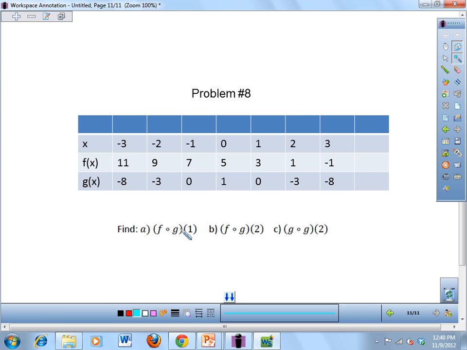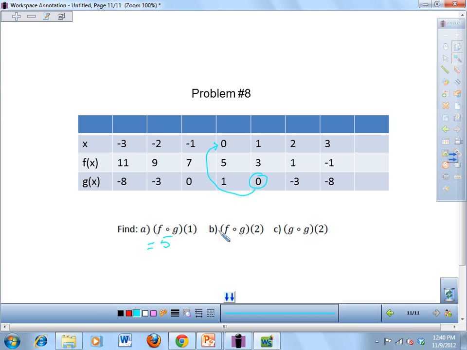What is g of 1? Look up here. g of 1 is 0, right? And then what is f of 0? You go up here, and when x is 0, f is 5. And so the answer to that is 5. See, that's not near as bad as it looks.